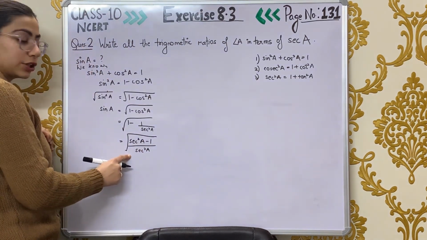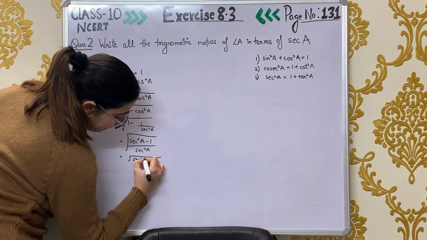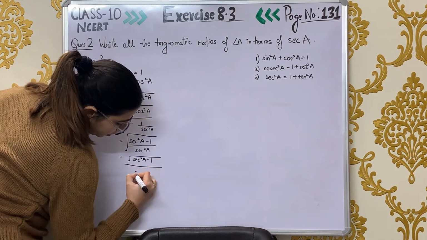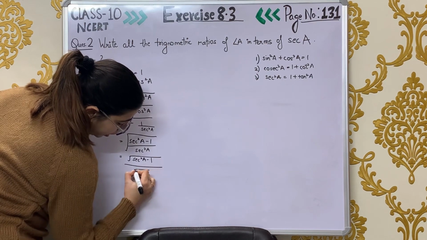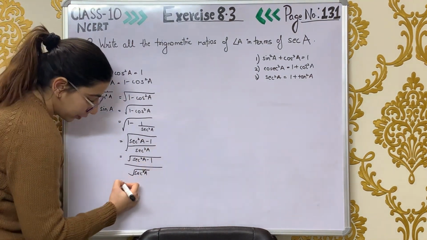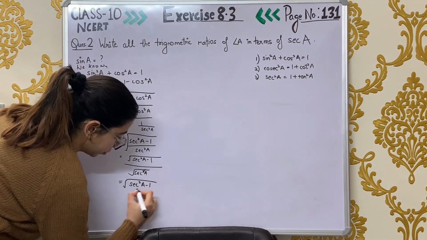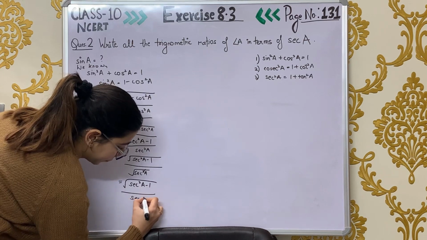Separating the under root for the upper and the lower term, we get it as secant square A minus 1 upon secant square A under root. Again the square and the under root get cancelled. We get it as secant square A minus 1 under root upon secant A.